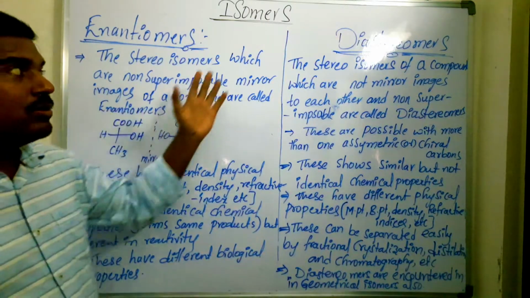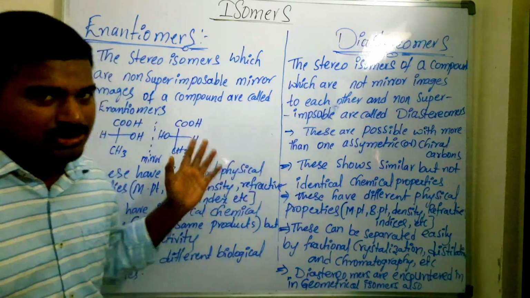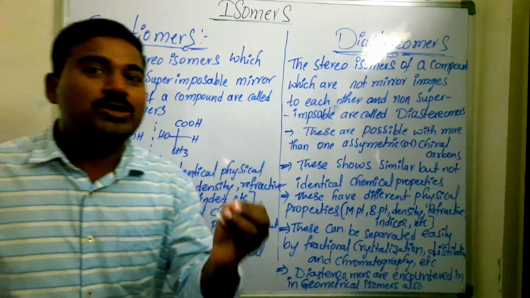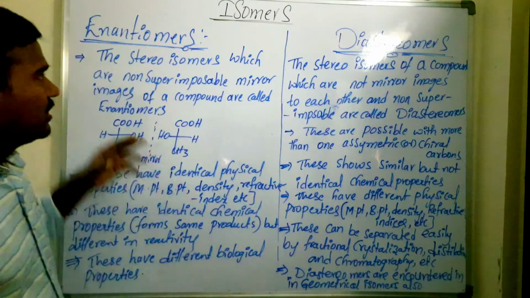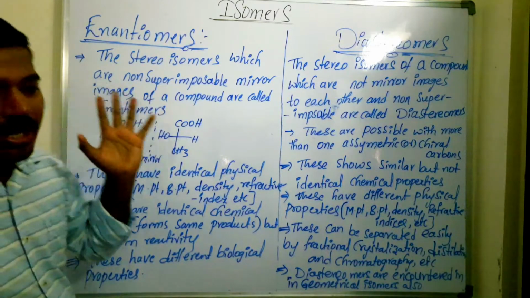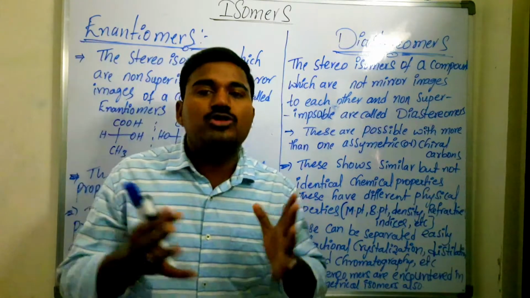Enantiomers are nothing but what? Enantiomers and diastereomers come under stereoisomers. Enantiomers are those which are non-superimposable on their mirror images. Non-superimposable mirror images are called enantiomers. What is meant by non-superimposable?